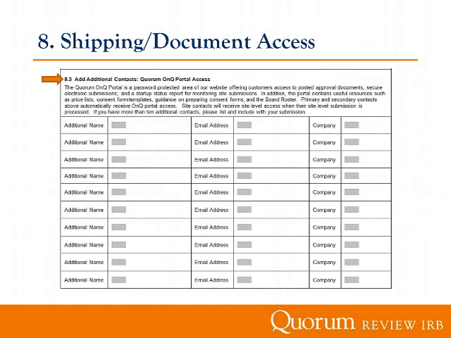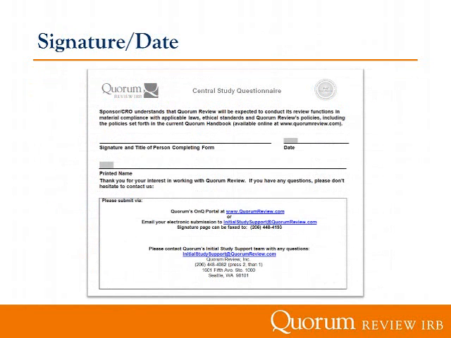8.3 continues with additional contacts that you want on your OnQ portal access. Now be sure that you're putting people on here that you want to have access to your OnQ portal and the documents that are posted there. Finally, make sure you sign and date the CSQ properly on the final page of the document. Also print your name in case your signature is not legible.